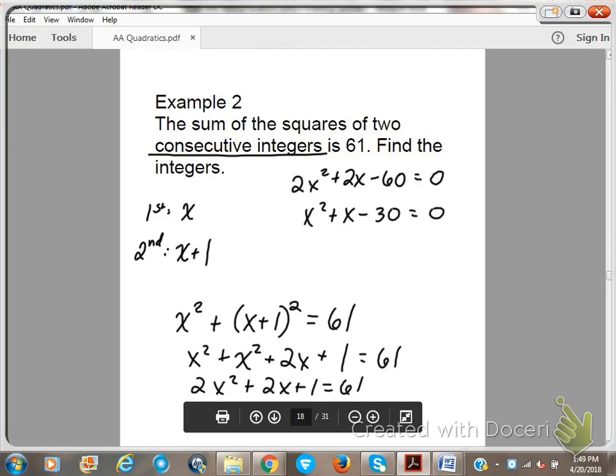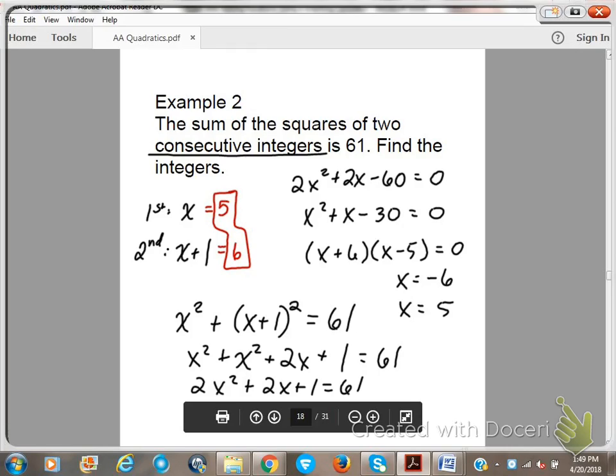Yep. What would work? So you got a positive 6, negative 5: x plus 6, x minus 5. So then what are our answers? 5 and negative 6. Good. Okay. Now, if we come back over here, if our first number is 5, what's the number after 5 going to be? 6. Okay, so one possible pair would be 5 and 6. If we started with negative 6, though, it would be negative 5. Good.